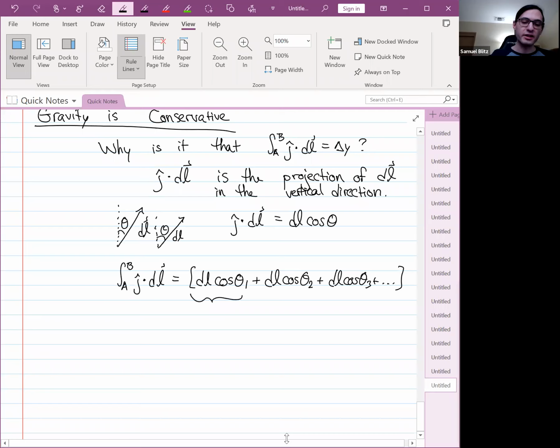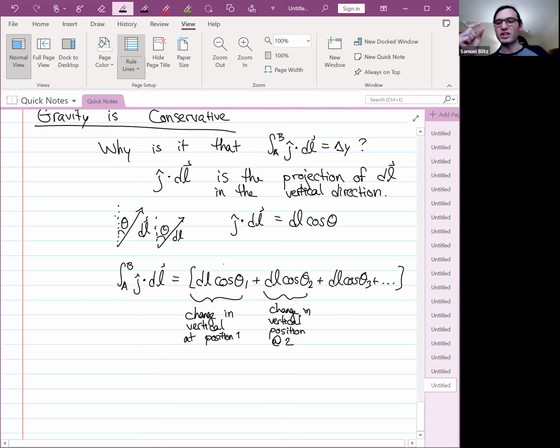So this is just the change in height, the change in vertical position at position 1. This is the change in vertical position at position 2. And so on. So each of these little infinitesimal things that we're adding up is just the change in height over that path. As the object travels along that path, its height is going to change. So we're adding up all of the little changes in height, up, down, until we get to the end.